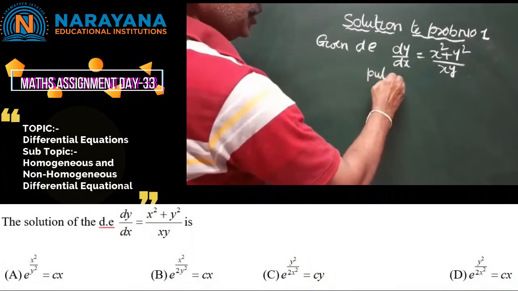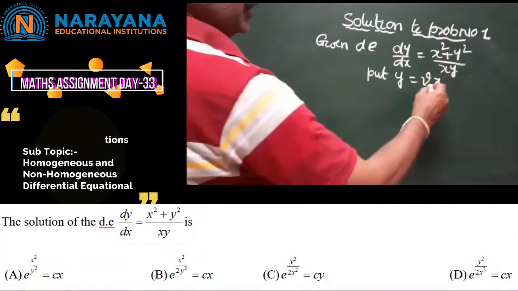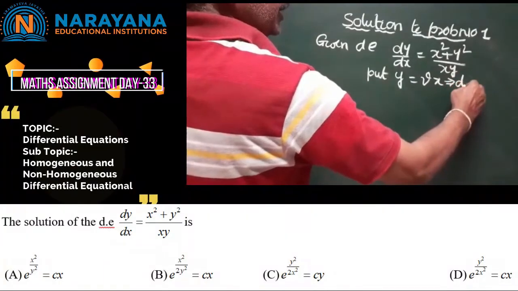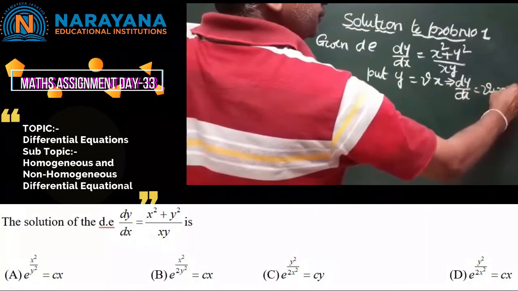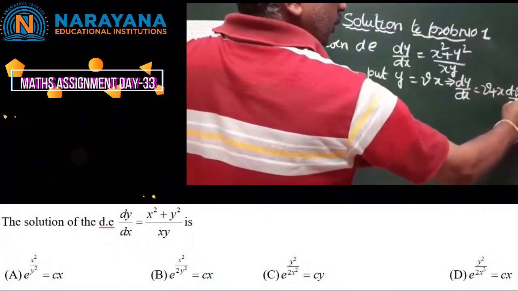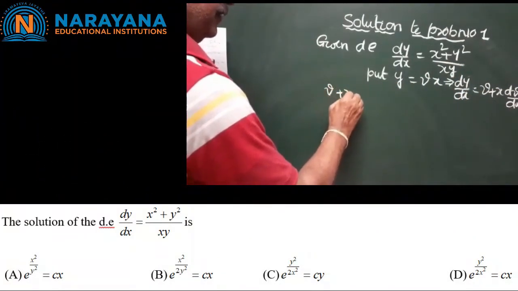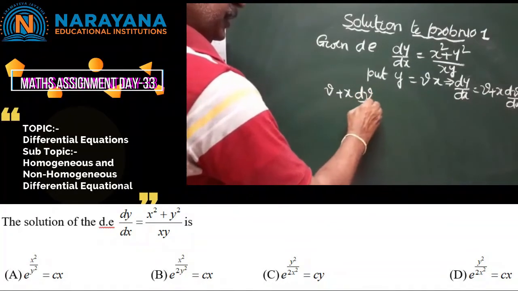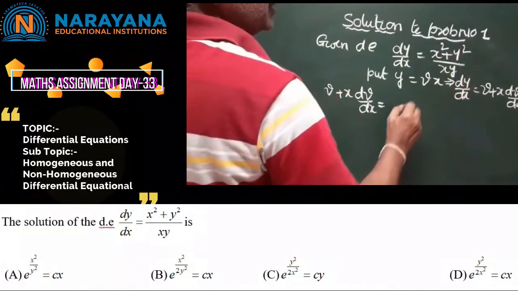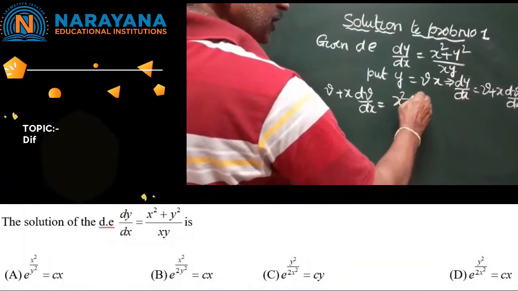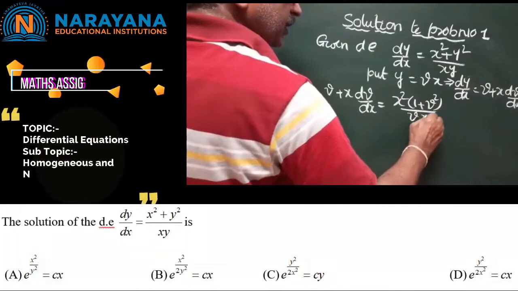We are supposed to solve the equation by taking y equal to vx. If you take y equal to vx, we get dy by dx equal to v plus x dv by dx. Now, if I substitute y equal to vx and dy by dx equal to this, v plus x dv by dx equal to, in place of x we should not write anything, but in place of y we should write vx. So x square into (1 plus v square) divided by, we can write, vx square.